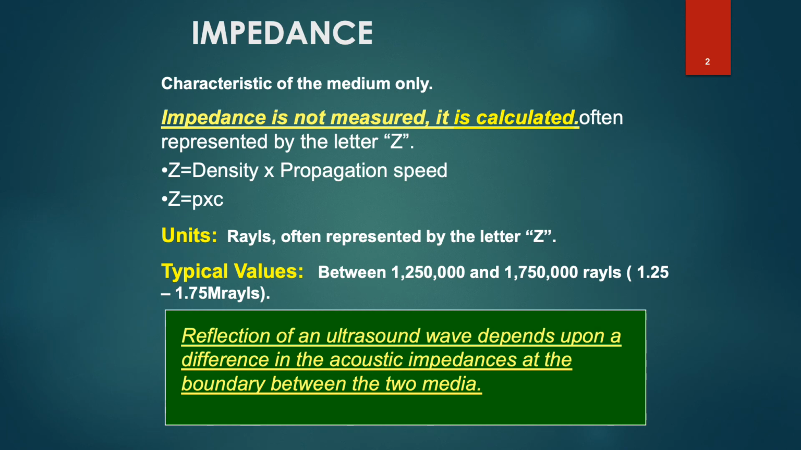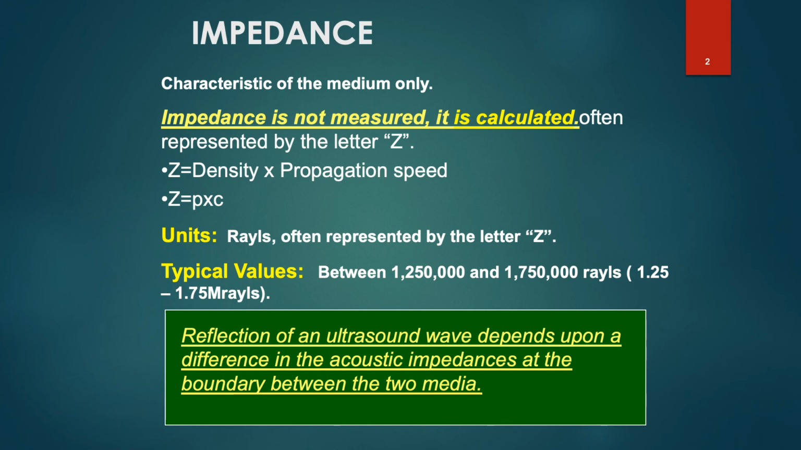Impedance is a characteristic of the medium only. Impedance is not measured, it is calculated and represented by the letter Z. Z equals density times propagation speed, and the units are rayls. Typical values are 1.25 to 1.75 mega rayls.